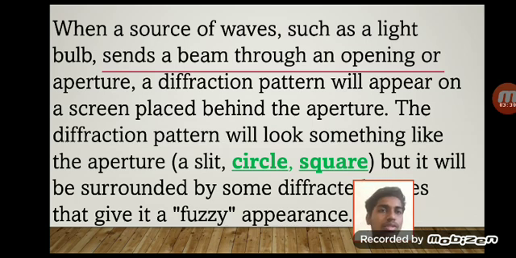When a source of waves such as a light bulb sends a beam through an opening or aperture, a diffraction pattern will appear on a screen placed behind the aperture. The diffraction pattern will look something like the aperture, a slit, circle or square, but it will be surrounded by some diffracted light that gives it a fuzzy appearance.